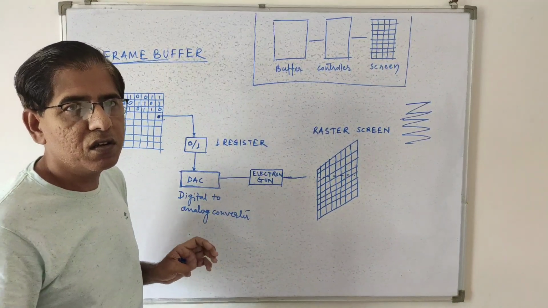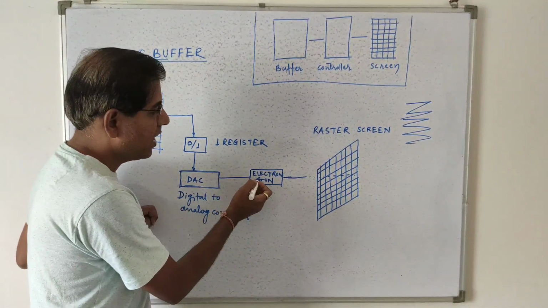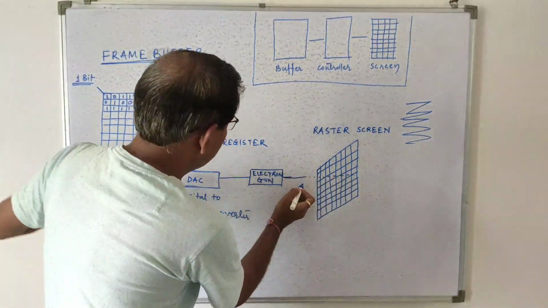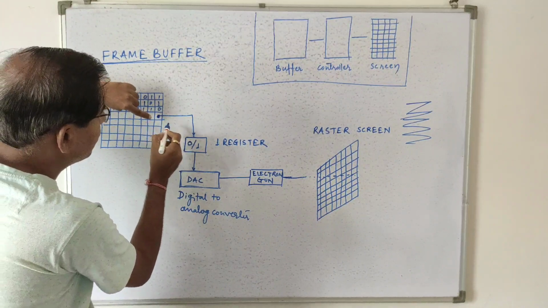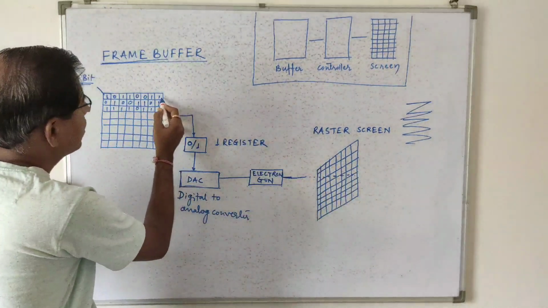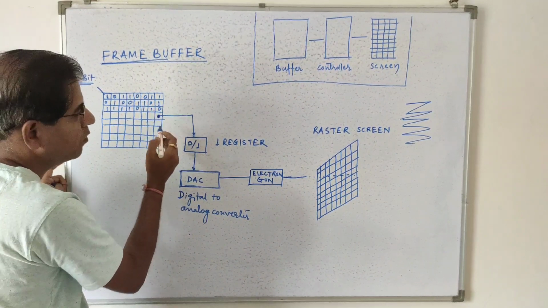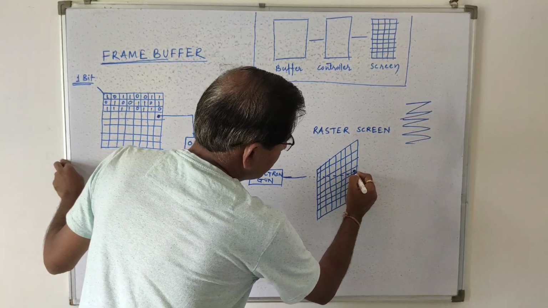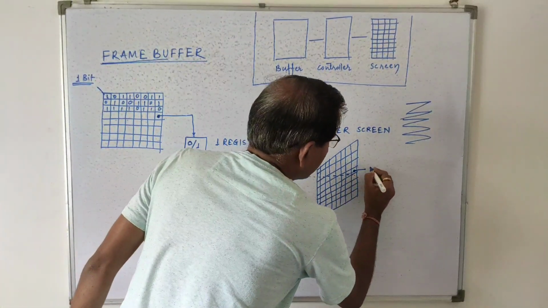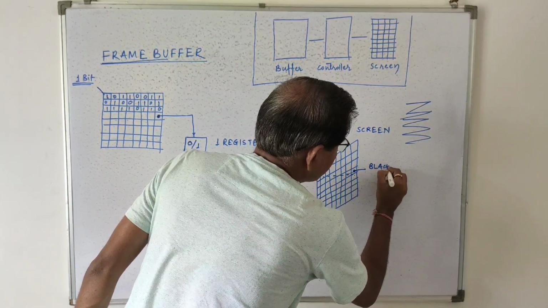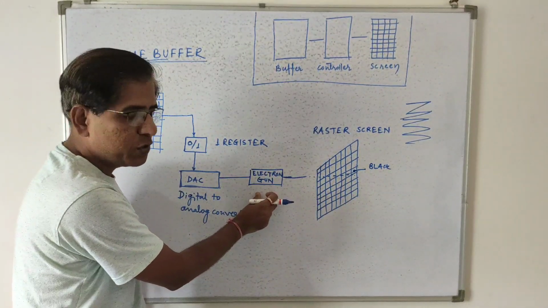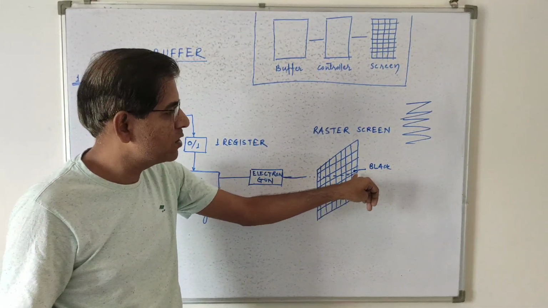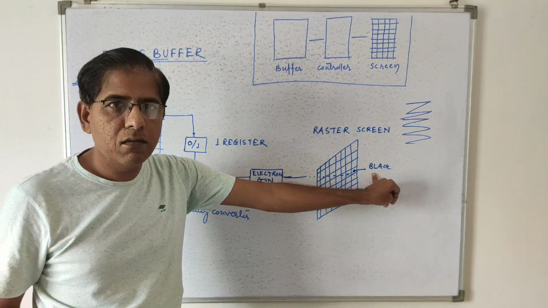Obviously the 0 means there is 0 analog voltage, and the electron gun doesn't start, and because of that the corresponding position, so it is 1 2 3 4 from this side, so 1 2 3 4, this will be black, because the electron gun is switched off, and because of that no electron beam hits the phosphor coating, and this spot would appear black.